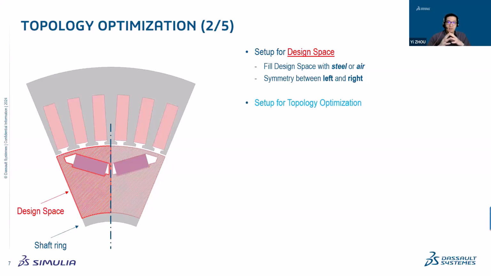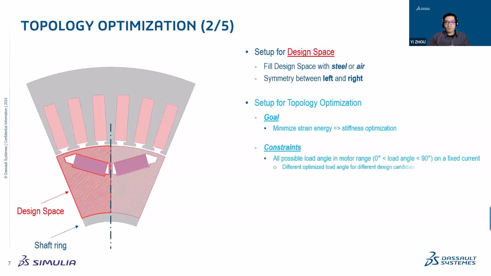After defining the design space, we need to know what goals we want to achieve. In this case, we want to reduce the weight, so minimized strain energy would be the best choice. This is for stiffness optimization. In the meantime, you may also have observed from the parametric optimization that if we change the design, the best optimized load angle also slightly changes.